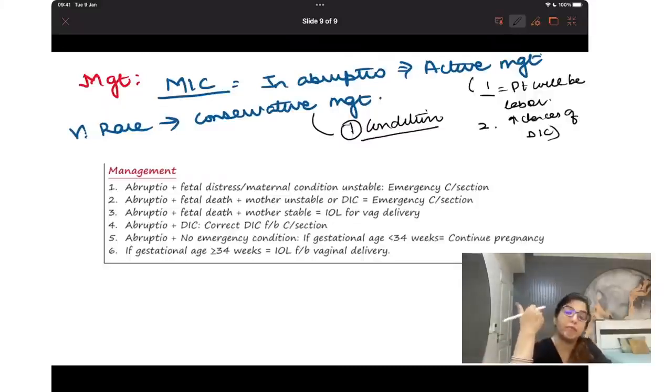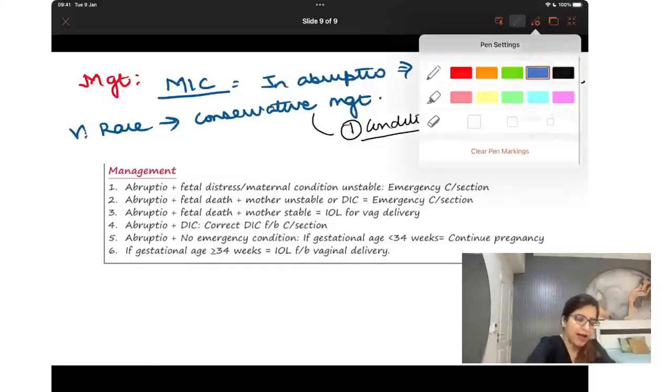Placenta previa में expectant management भी करते हैं, active भी करते हैं. In case of abruptio, mostly you go for active management. Very rarely you go for expectant management, and there is just one condition. Number one. Number two, placenta previa में I told you active management का मतलब है always cesarean section, right? This is not the case in abruptio.